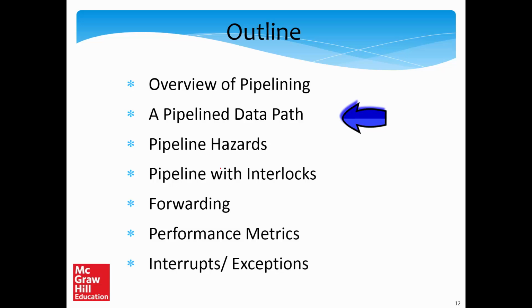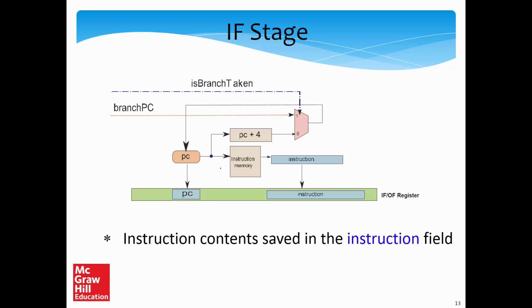So let's look at the design of a pipelined data path. So almost everything remains the same. I would suggest that the readers take a look at the IF circuit that we had designed in chapter 8. So they will find that the circuit is the same. So there is absolutely no change. It is just that we have this extra green box, the IF OF register between the IF stage and the OF stage. So it's the pipeline latch or the pipeline register.